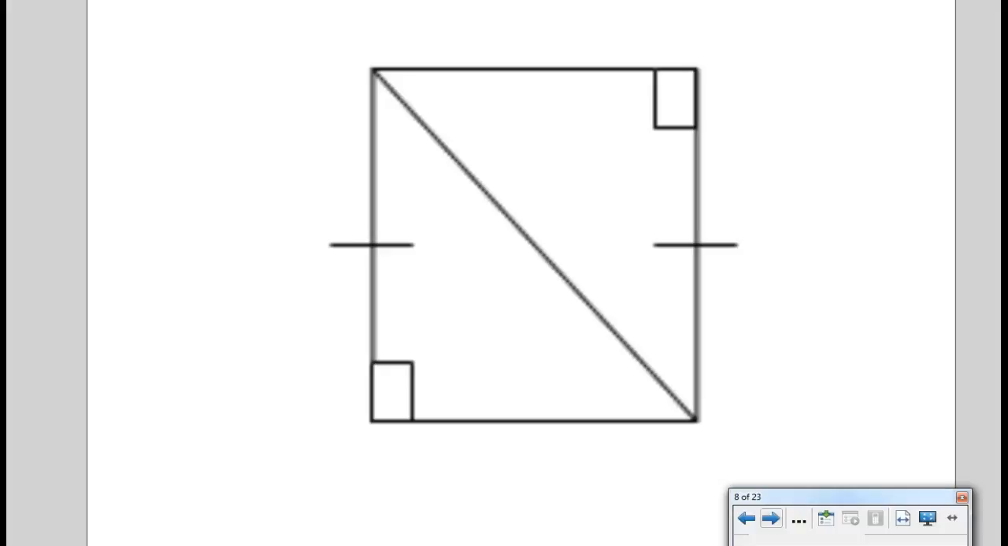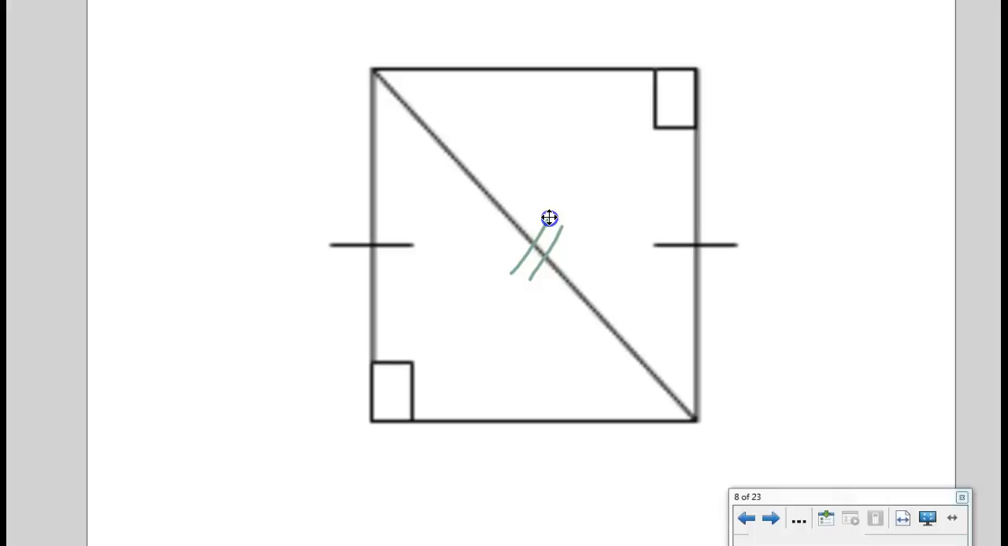Trinity, what can I add to my picture? Where? Shared side. Very good. This is called the reflexive property. That segment is congruent to itself. When you look at your reflection, it is congruent to yourself. Reflexive property allows us to add tick marks.